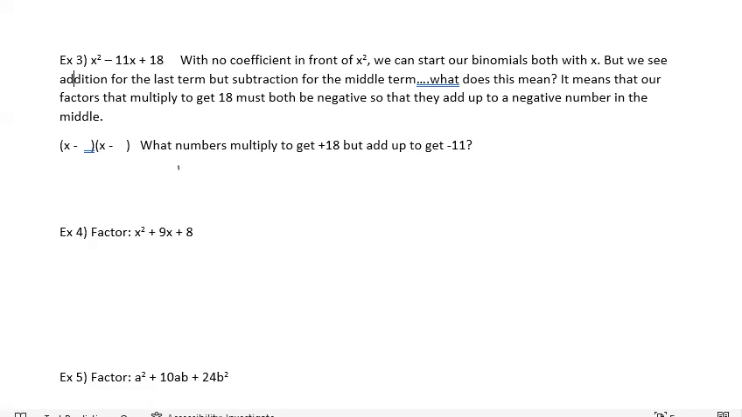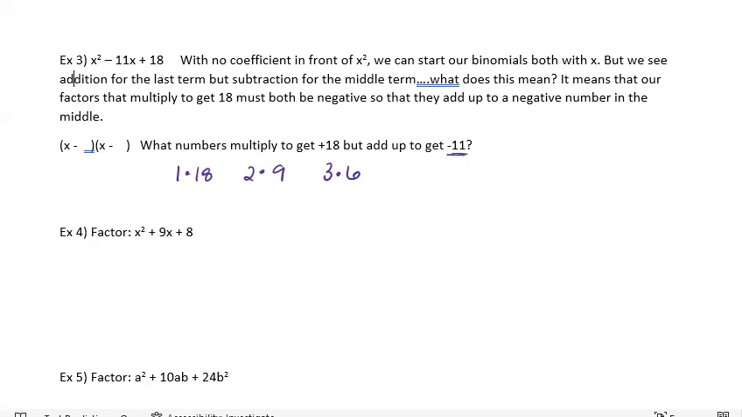So factors of 18, we have 1 and 18. 18 is divisible by 2, so we have 2 and 9. 18 is divisible by 3, so we have 3 times 6. And then it's not divisible by 4, it's not by 5, and then once we get to 6, we're on our way back down. So these are our 3 sets of factors.